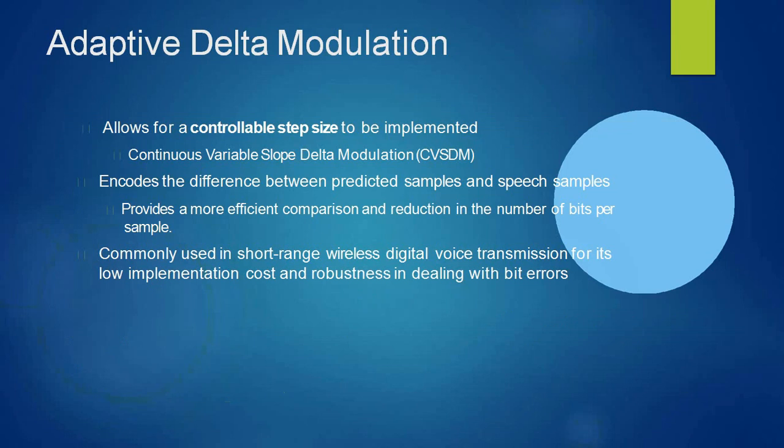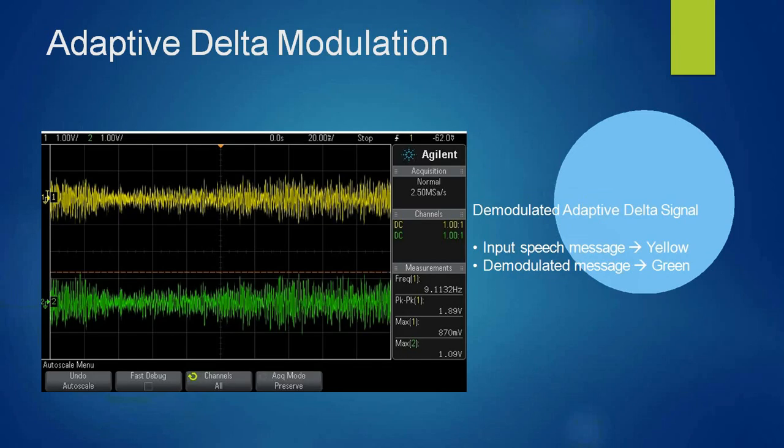Then it encodes the difference between the predicted sample and the speech sample. It provides more efficient comparison and a reduction in the number of bits per sample, and is commonly used in short range wireless digital voice transmission for its low implementation cost and its robustness in dealing with bit errors. Then you observe the output coming from the input speech message and the demodulated message in the adaptive delta modulation. You clearly observe that the output exactly follows the input signal.